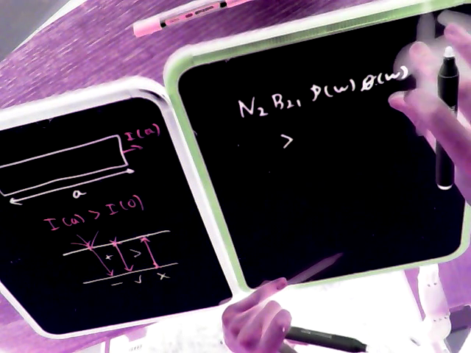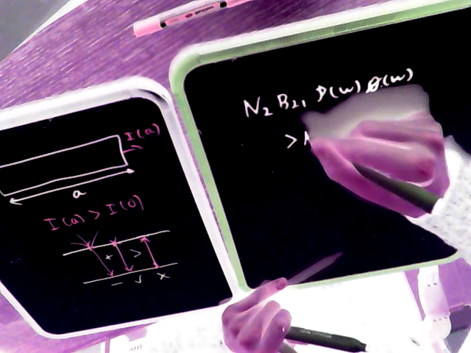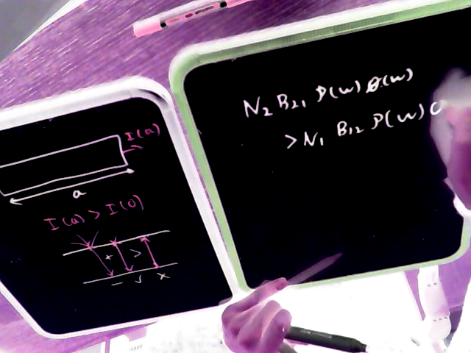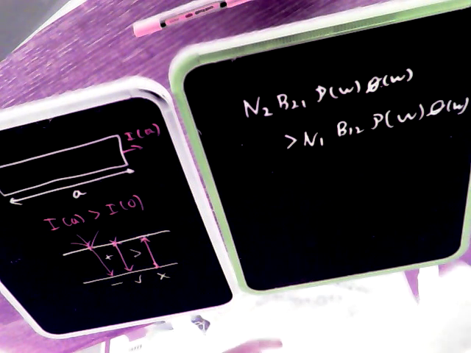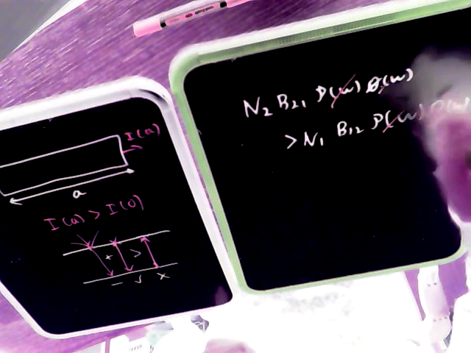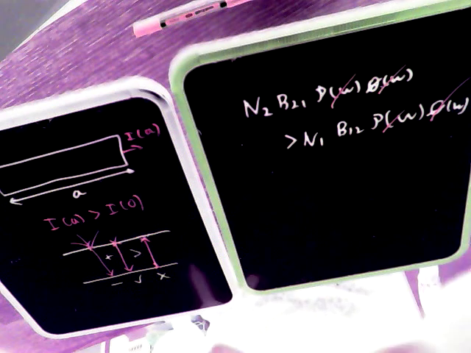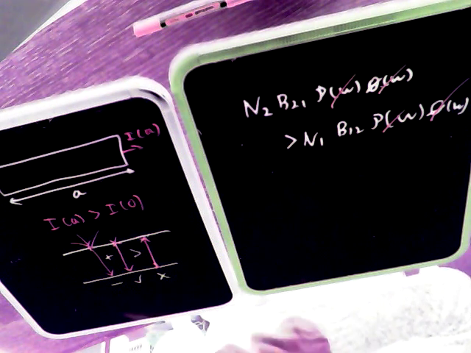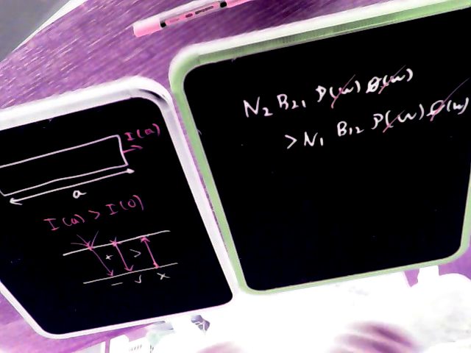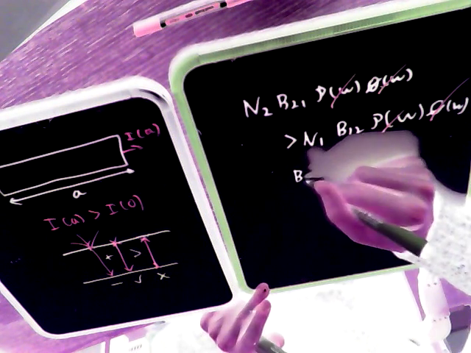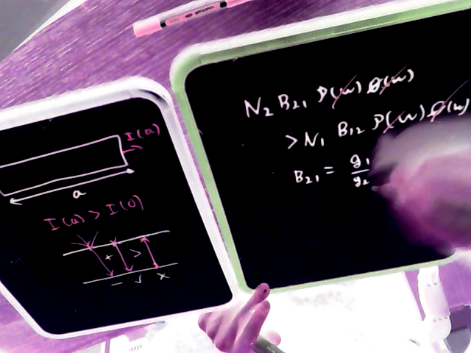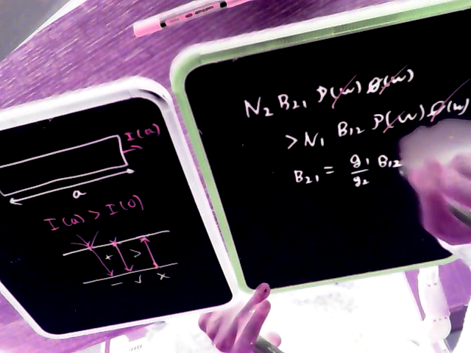That's the rate of stimulated emission. The rate of absorption is given by this. Okay, and we can do some nice cancelling here. Cancel this with this, and this with this. And we then are going to use a relationship between B12 and B21, which I haven't derived, but which is always true. And that's that B21 is equal to G1 over G2 times B12.